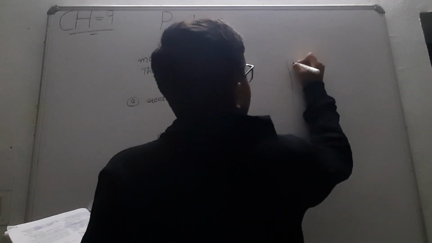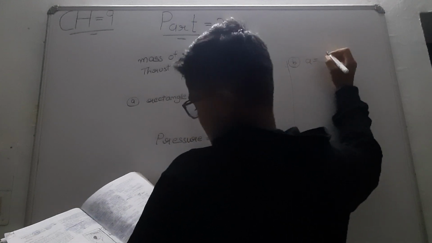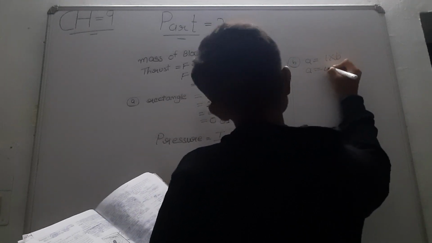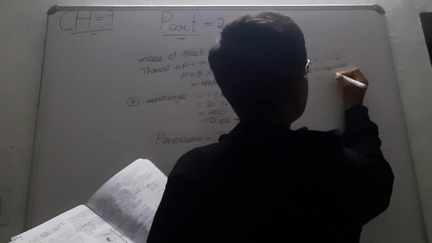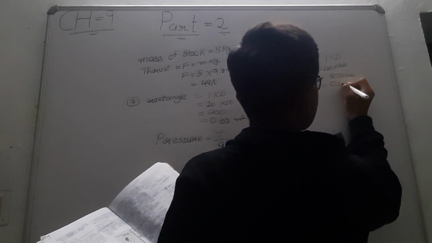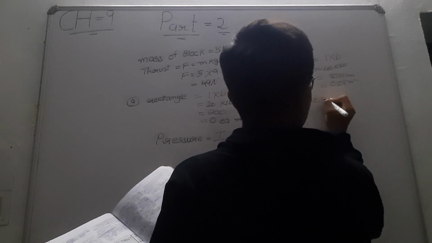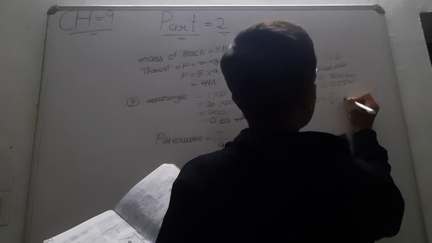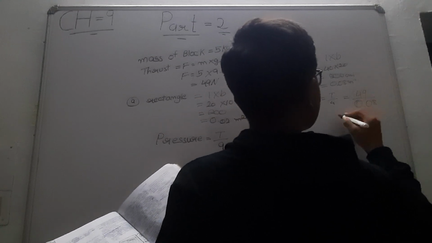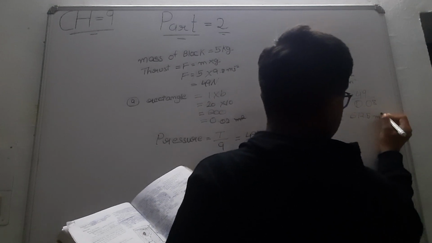Let's derive quickly. Question number 2, what do they have? Area. Area of rectangle is equal to L into B. Area is equal to 40 into 20, what is it? 800 centimeter. We have to convert it to the meter, so 0.08 meter square. What is the thrust? P. I am writing only P, thrust upon area. Area is 0.08 and 49. You will get 6125 meters square.